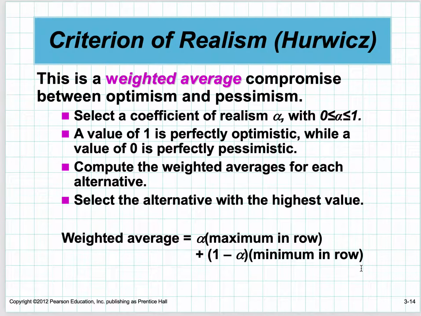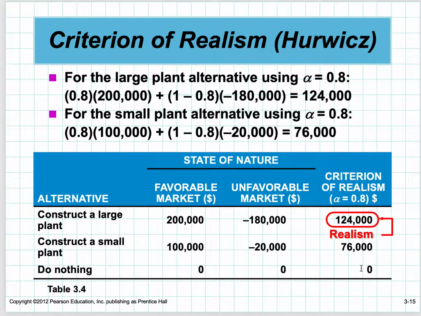The Hurwicz criterion is a weighted average compromise. If there are 2 states of nature, we pick some probabilities for each state of nature. In this case, when there's only 2, you use their complementary probabilities. You pick an alpha between 0 and 1, which is also a percentage. Then you take a weighted average of the maximum in a row and the minimum in a row, and you end up with a result, and you take the maximum of those results.